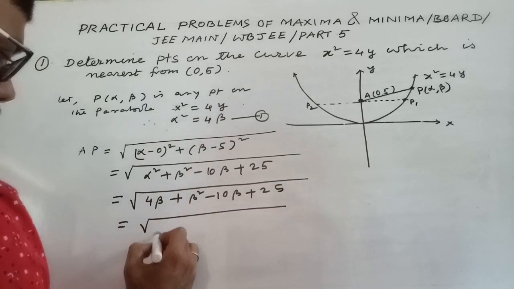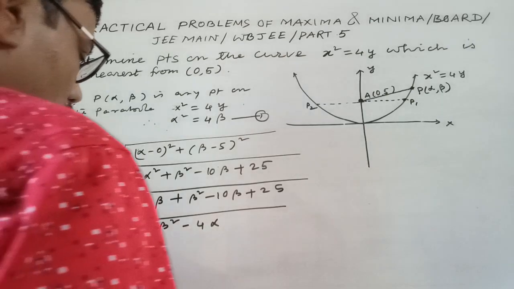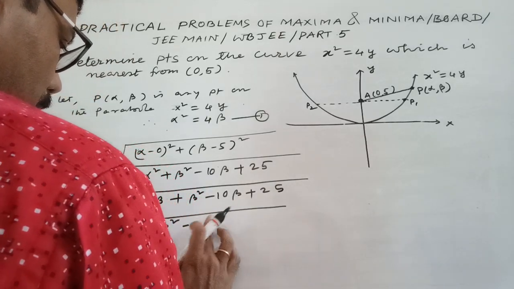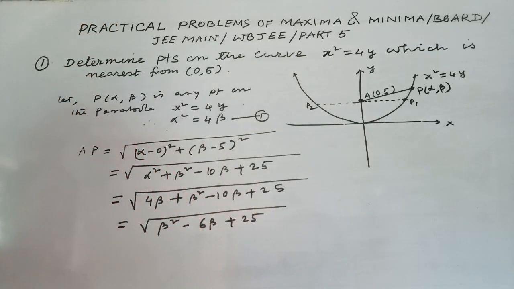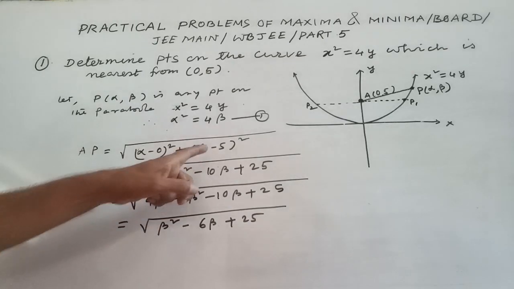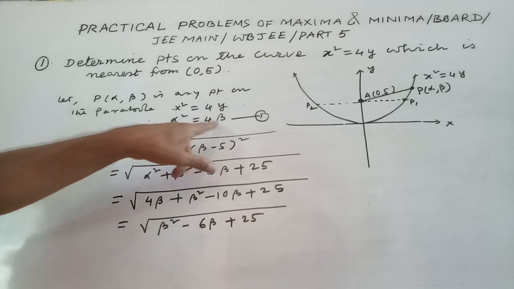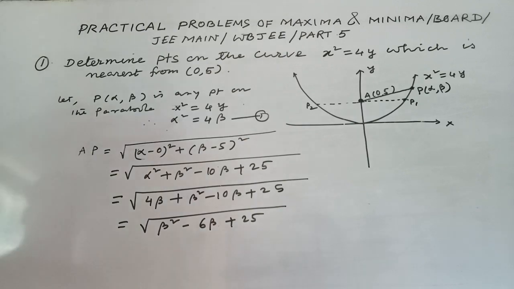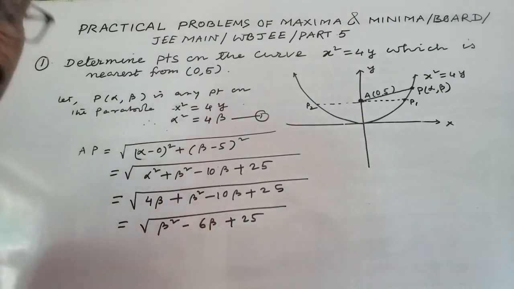So, it is easily converted in terms of beta. What you are getting: beta square minus 10 beta plus 25, and what is alpha square? Alpha square equals 4 beta. So, you are getting beta square minus 6 beta plus 25. Now, you have to differentiate AP, but it is written within the root sign.